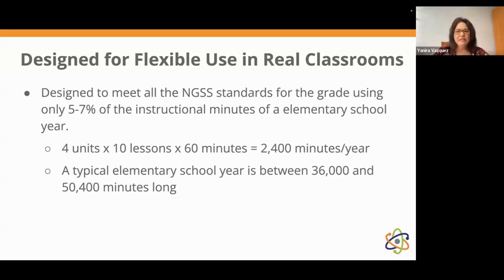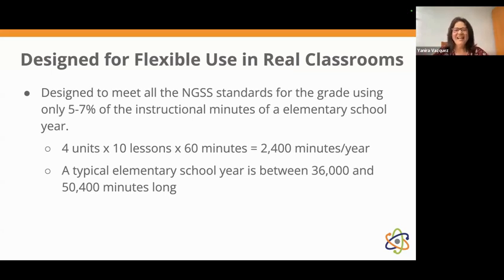And each of those lessons is 60 minutes. So that comes to about 5 to 7% of your instructional year. That is very little. So this is definitely manageable. Now, just let me say one thing about those 60 minutes per lesson. We are not expecting that you as kindergarten teachers are going to do science for an hour straight.